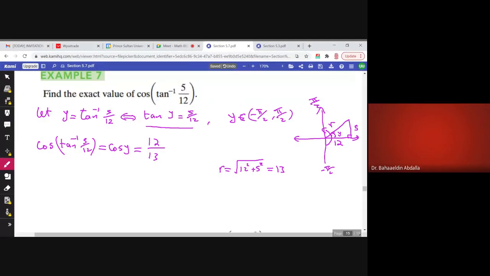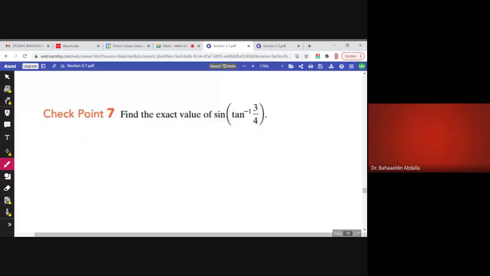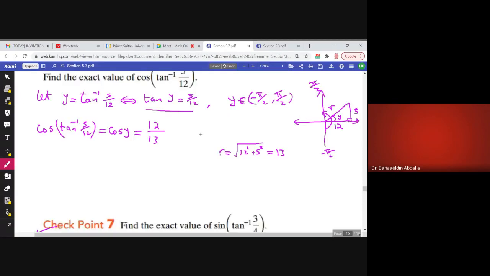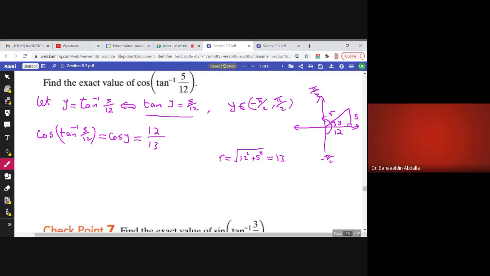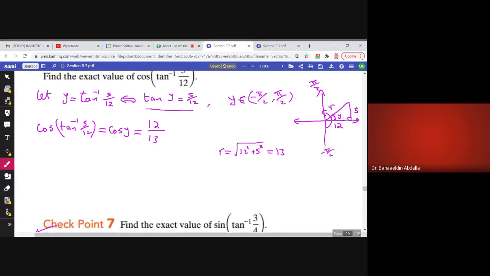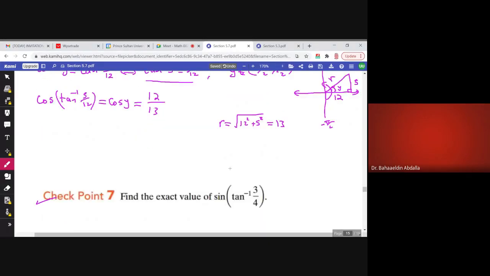This is the way you solve any similar questions. So for example, sine of tan inverse, do exactly the same. Call tan inverse y, then tan y, and determine whether this would be in the first or the fourth quadrant. This is positive, so it would be exactly like this question. Now let us solve another one.